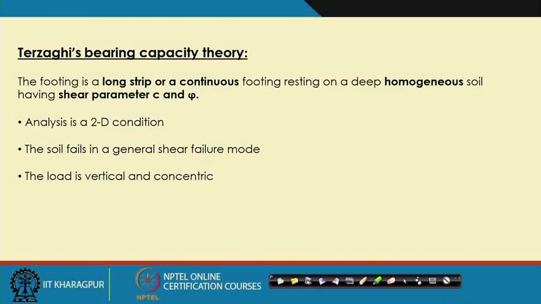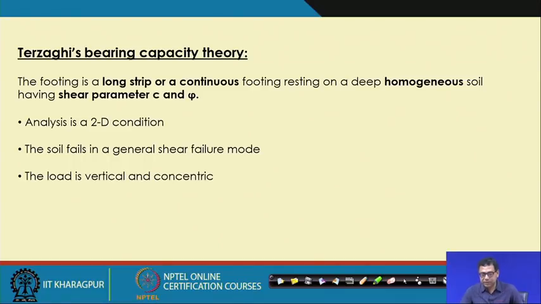Now, the first bearing capacity expression was proposed by Terzaghi. So now we have to theoretically determine what the ultimate load carrying capacity of the soil or the foundation will be. We have C and phi, two strength parameters. How will we use them? With the help of these strength parameters, how can we calculate the load carrying capacity of a foundation? The first bearing capacity theory was proposed by Terzaghi, and this theory was very simple.